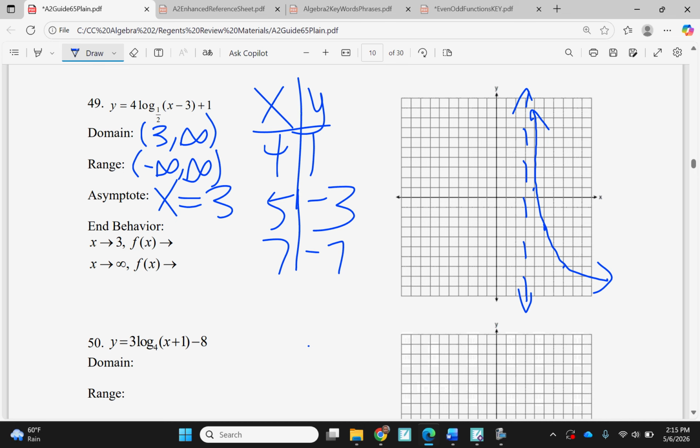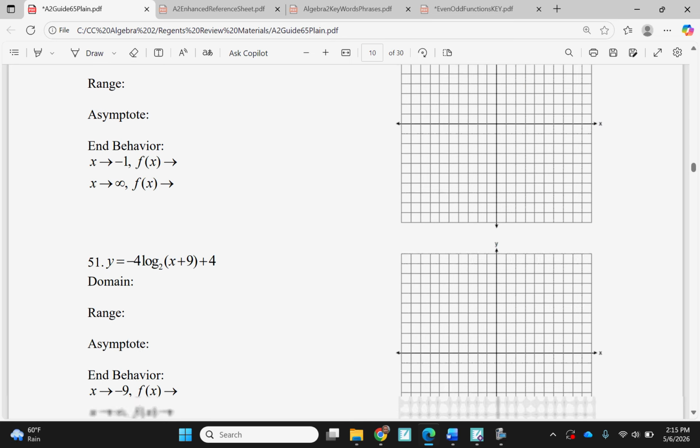End behavior: as x approaches positive 3, as I get close to positive 3, the graph is pointing up to positive infinity. As I go to the right, to positive infinity, it's pointing down to negative infinity. Arrows point in two directions. So this arrow is pointing right, it's also pointing down. All right.